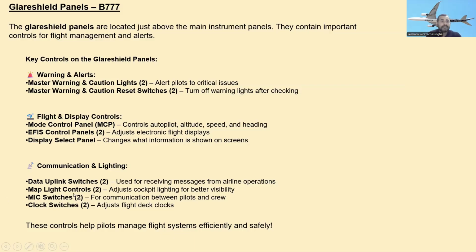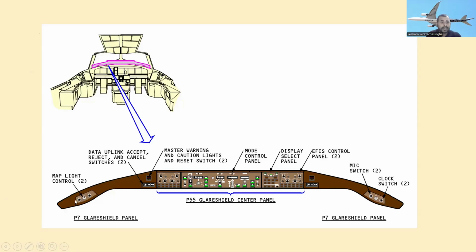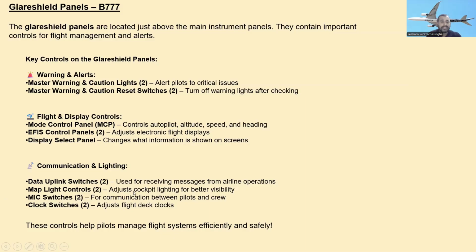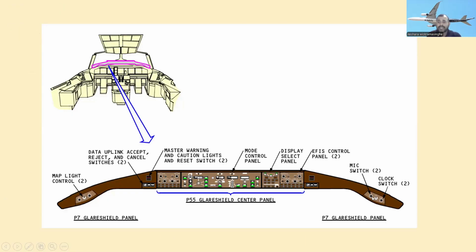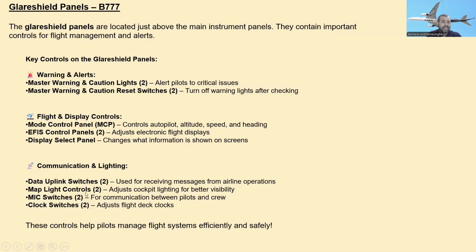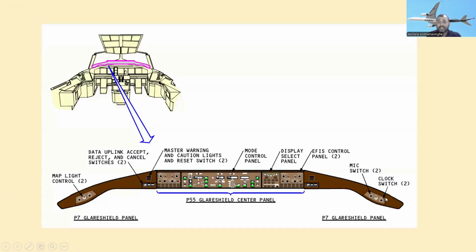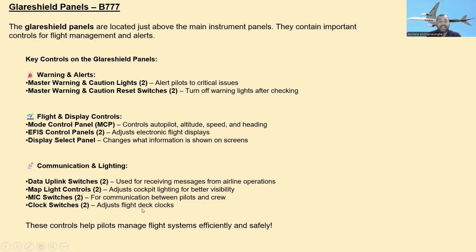And the next one, map light controls. Here are the map light controls, used to adjust cockpit lighting for better visibility. And next one, mic switches. Mic switches are on the right side, used for communications between pilots and crew. And the clock switches are on the same side, two clock switches used for flight deck clocks. So this helps pilots manage flight systems efficiently and safely.